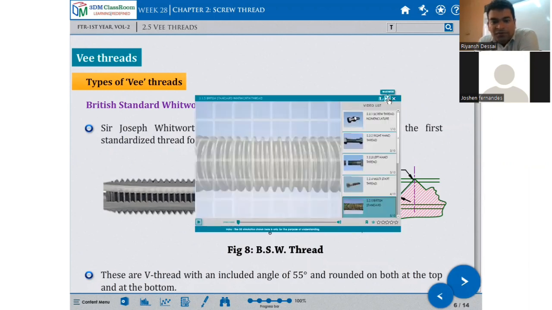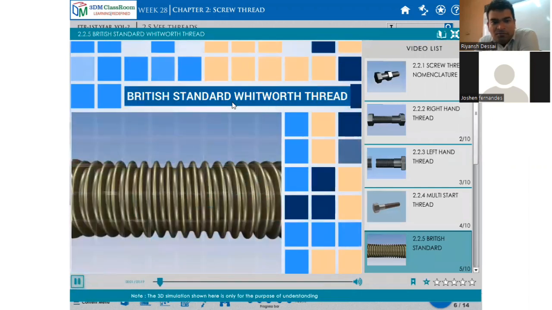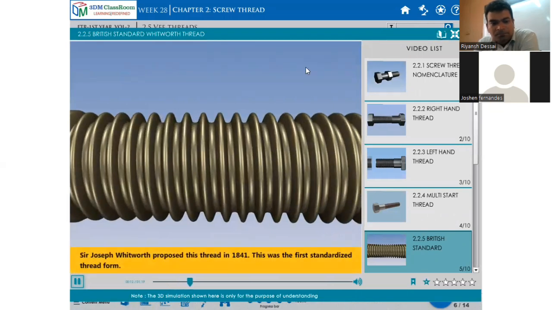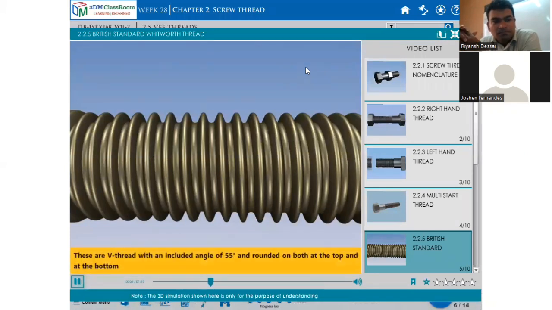This video explains about the British Standard Whitworth thread. It has 4 stitches. These threads are found on bolts and screw fastenings for special purposes.